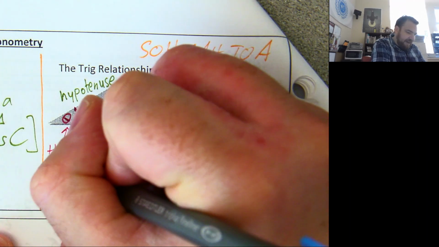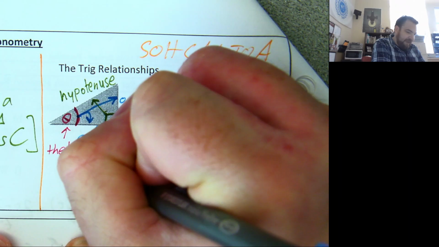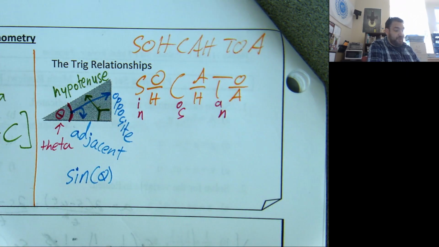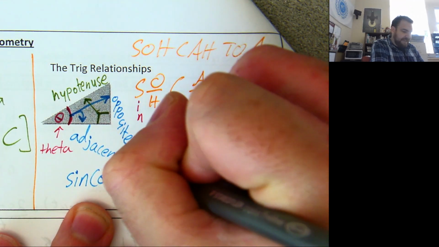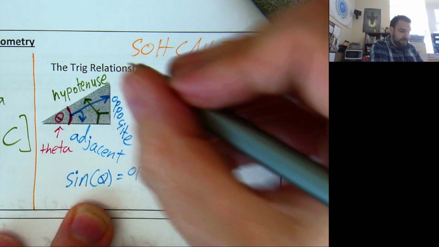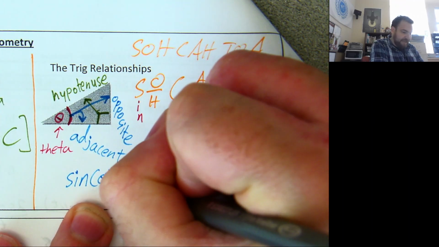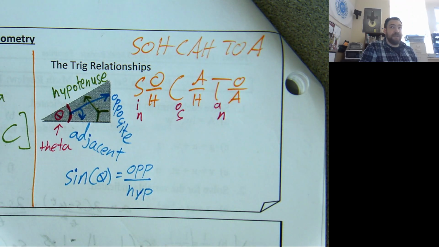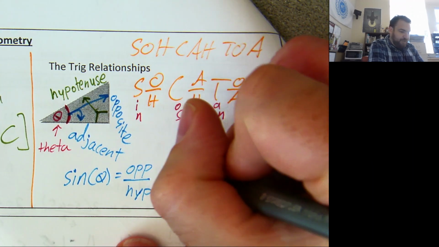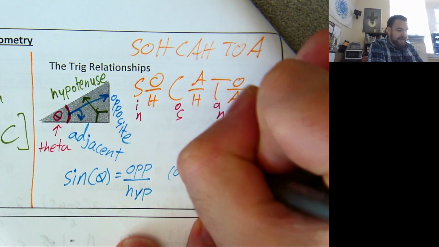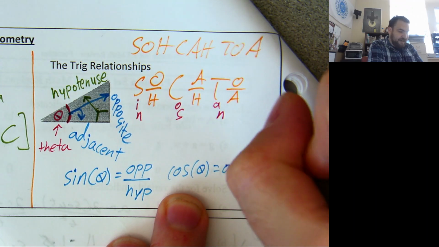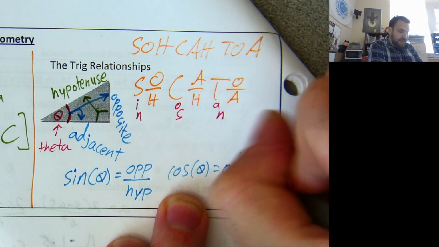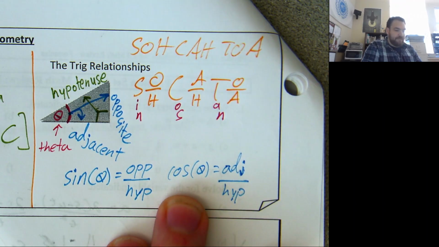The sine of some angle theta, and I'll do an example here to show you how this works. Sine of theta is equal to whatever the opposite length is, I'll abbreviate it as OPP, divided by whatever the length of the hypotenuse is, HYP. Cosine of an angle, again this cosine is an operator, is equal to the adjacent side, I'll abbreviate as ADJ, over the hypotenuse.